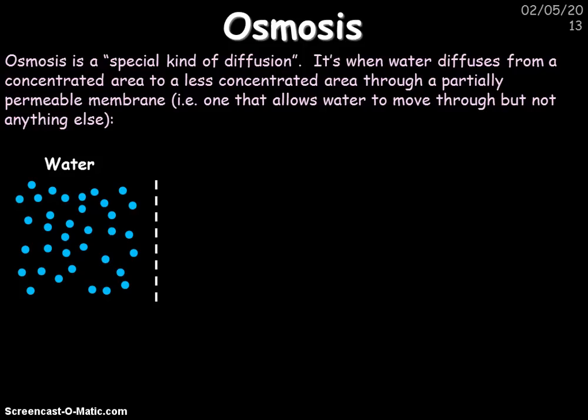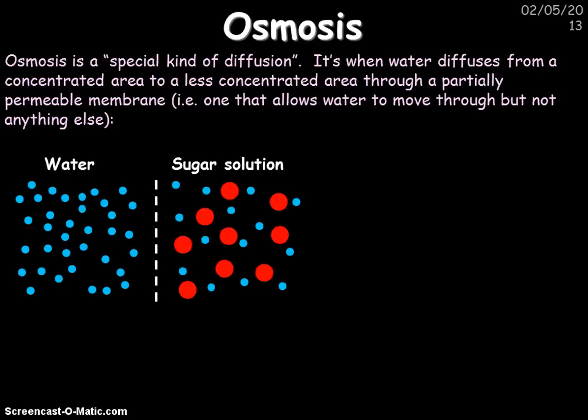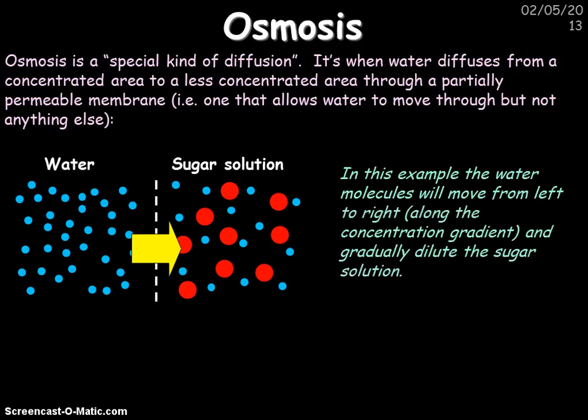So you can see here, when we're talking about a partially permeable membrane, we're talking about a cell membrane, for instance. So if we've got water molecules and we've got a sugar solution, you can see here we've got large sugar particles that can't get across that membrane, but we have got small water molecules. And what happens is the water, because there's more water on the left than there is on the right, the water will move into the area where there's less water particles. So the water molecules will move from the left to the right along the concentration gradient and gradually dilute the sugar solution.